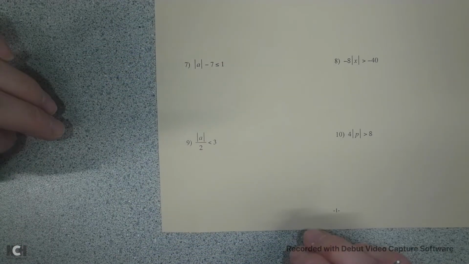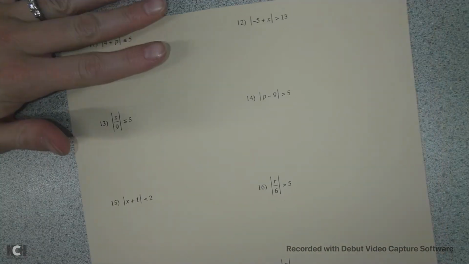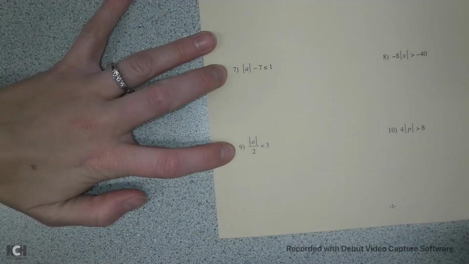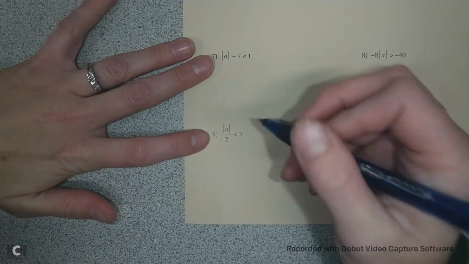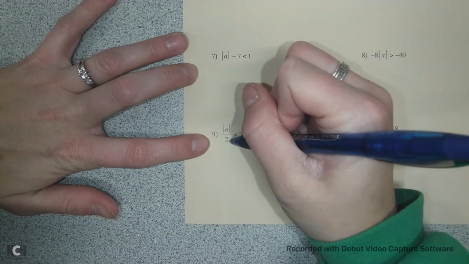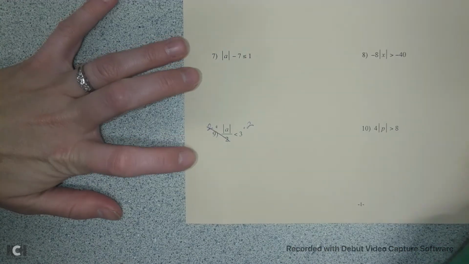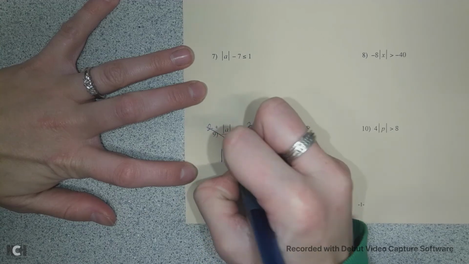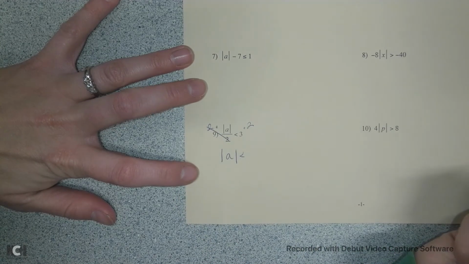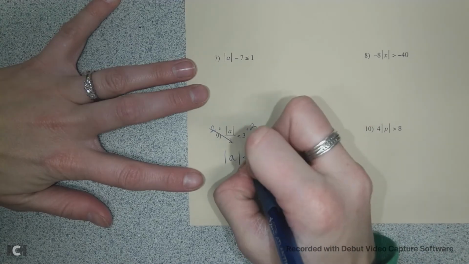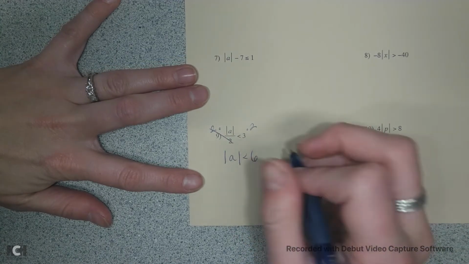Let's look at number 9. Just a reminder, since my absolute value is getting divided by 2, we have to multiply each side by 2. So now the absolute value is all by itself, and since I did not multiply or divide each side by a negative, my symbol stays, and 3 times 2 is 6.